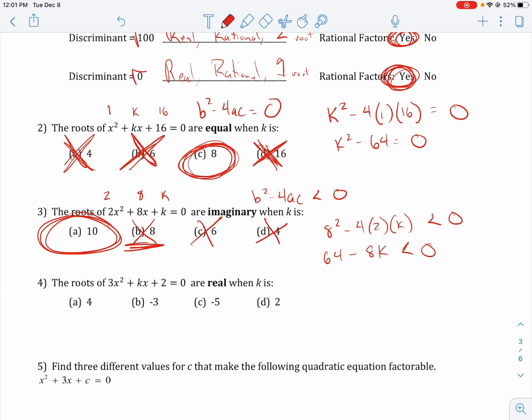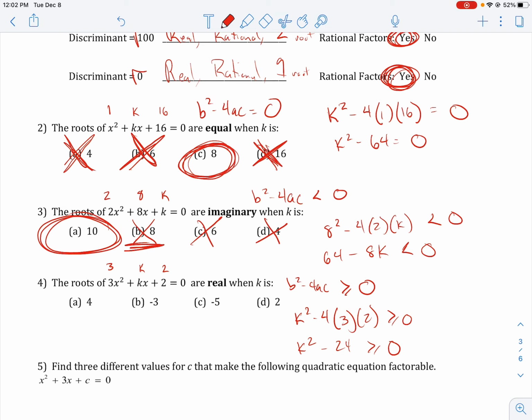Last one of this section. We're looking for when the roots are real. So we want our b squared minus 4ac greater than or equal to 0. Remember, if it's equal to 0, you're still getting a real root. So we want greater than or equal to. My a value is 3, b value is k, c value is 2. So I go k squared minus 4 times 3 times 2 greater than or equal to 0. K squared minus 24 is greater than or equal to 0.